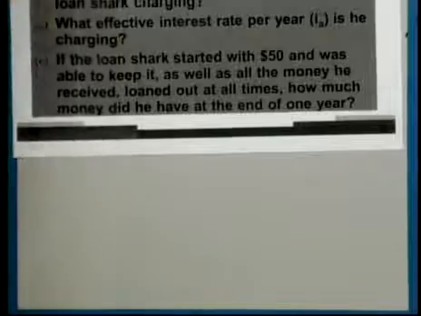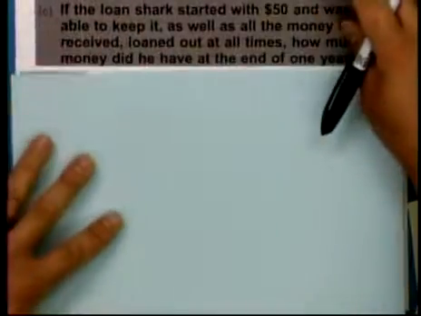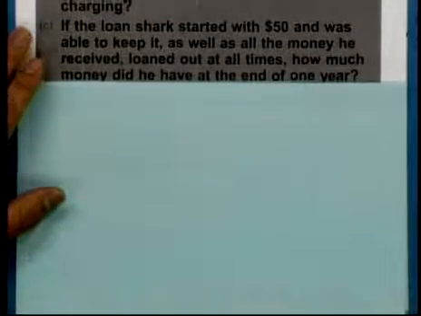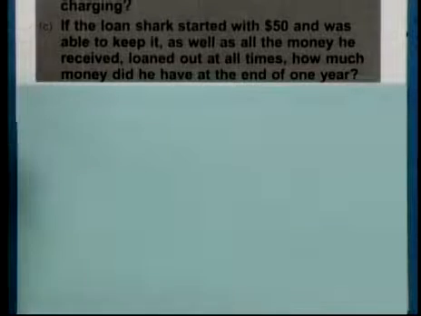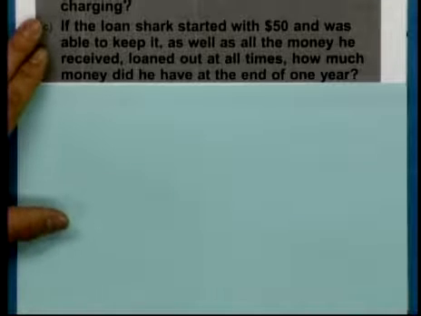Okay. Then what about the last question in this example? If the loan shark started with $50 and was able to keep it, as well as all the money he received, loaned out at all times, how much money did he have at the end of 1 year? At the end of 1 year. Okay?